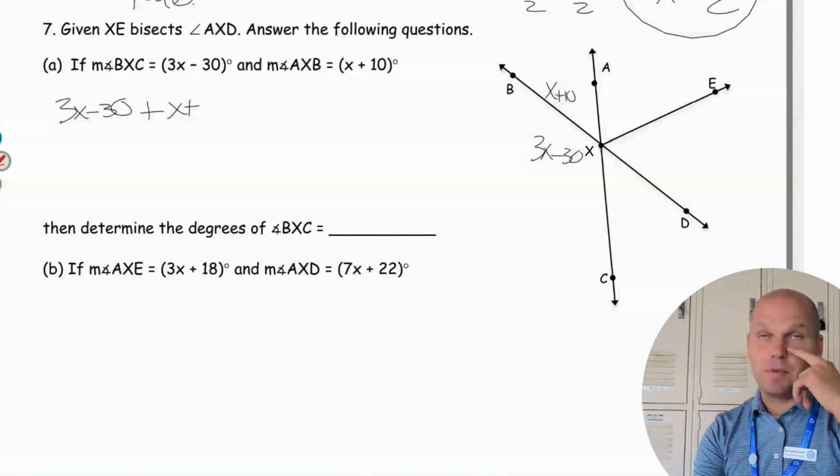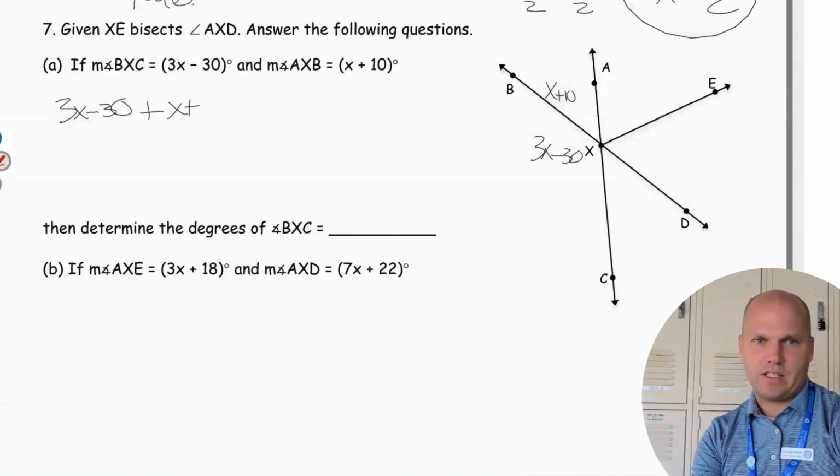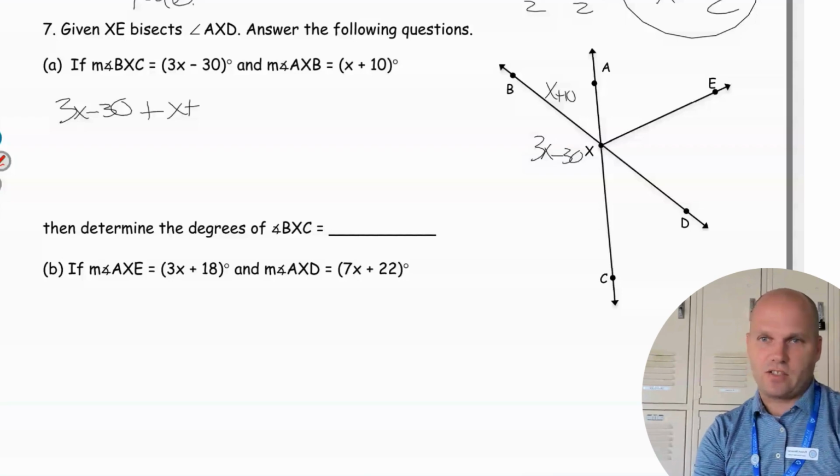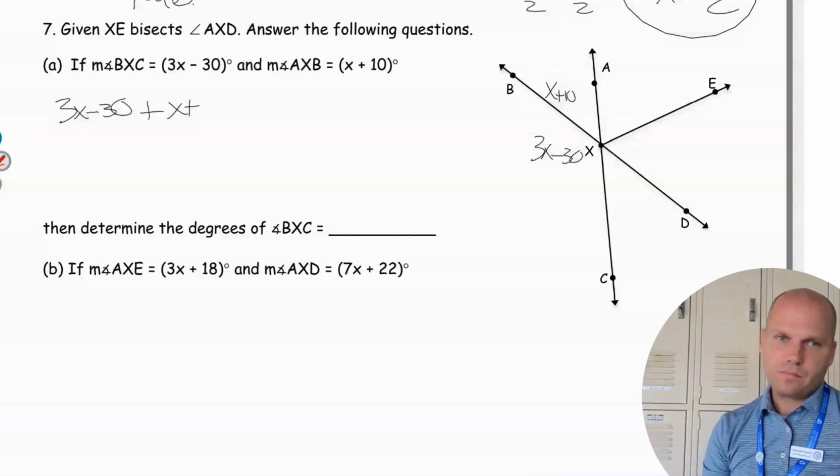Make sure you know how to set up and solve. Don't worry about this answer. We'll make sure your answers make sense. And if they don't make sense, just say, hey, this answer doesn't make sense, and that's fine.